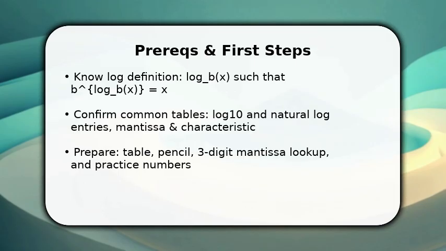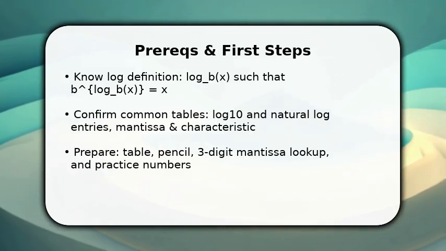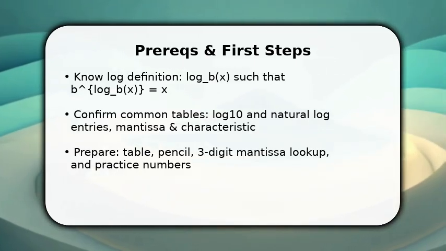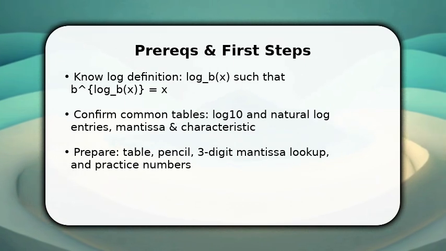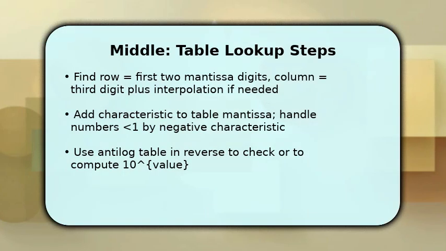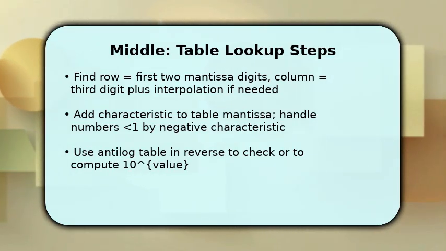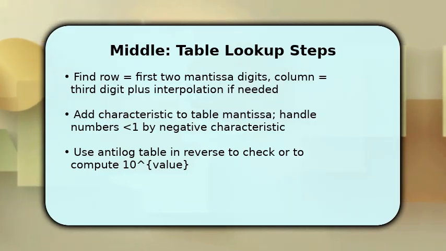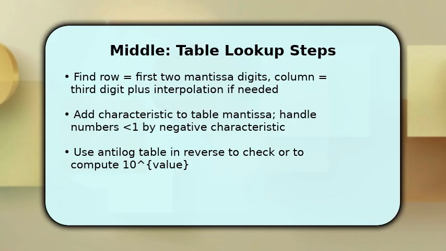While you act, remember why. Normalization isolates scale, the characteristic, and the table gives the precise fractional part, so you now perform the lookup. Take the rounded mantissa digits, use the first 2 as the row and the third as the column. Once located, read the mantissa entry. If tables offer interpolation, interpolate linearly between adjacent entries for added precision.